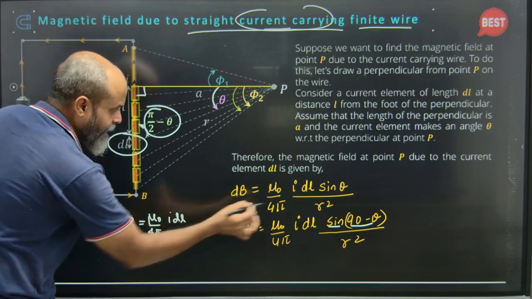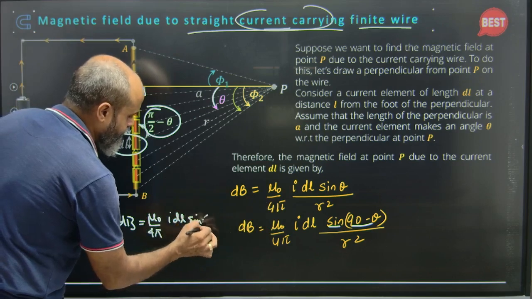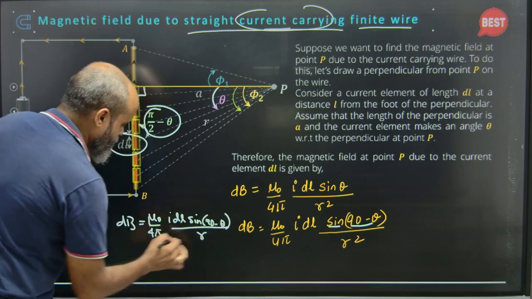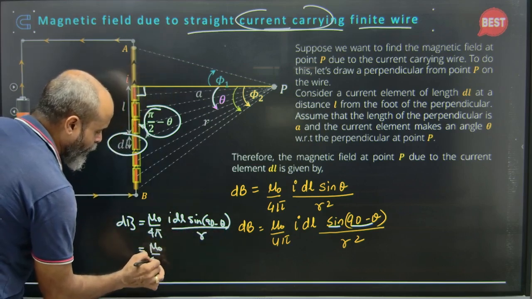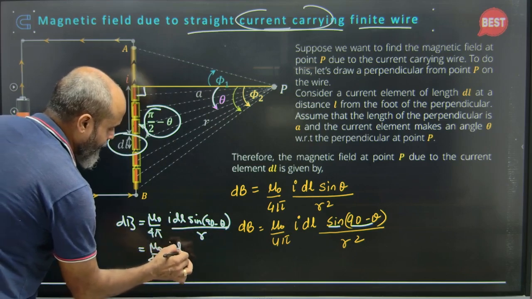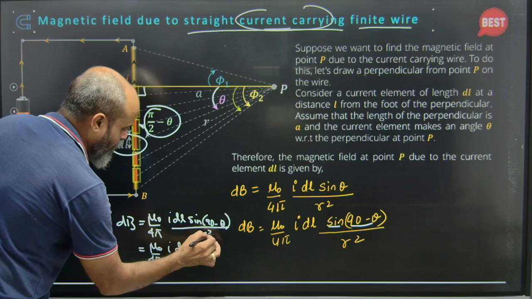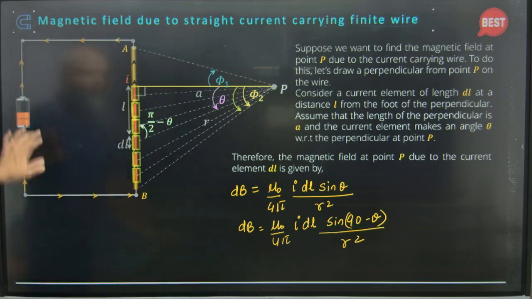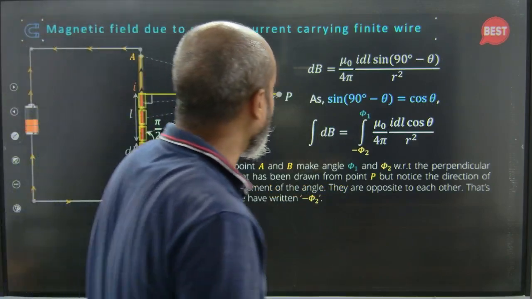So this will be I dl sine (90 minus theta), sine (90 minus theta) upon r square. So this gives how much? Mu naught by 4 pi I dl cos theta upon r square. So this will be dB. All right. Now what we have to do is basically integrate.